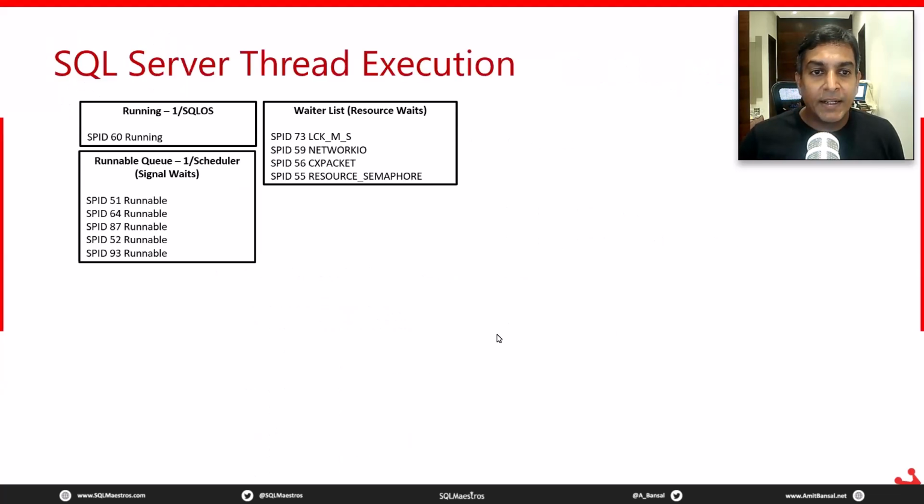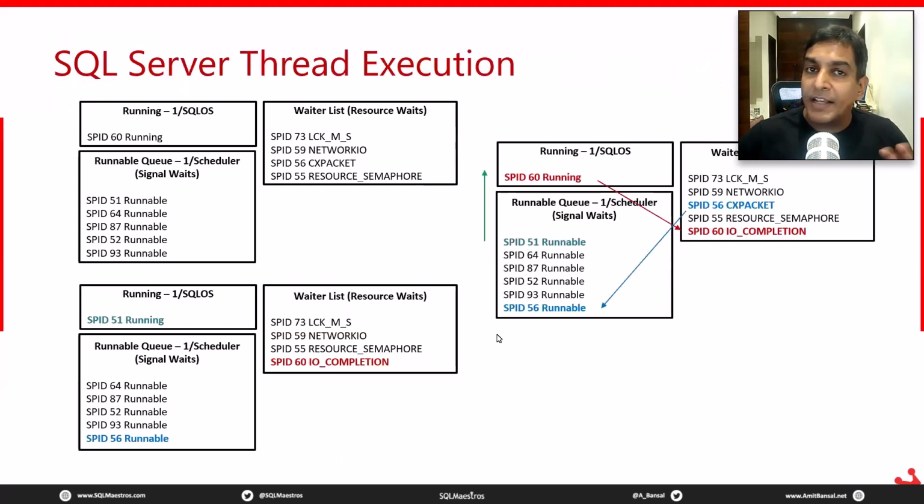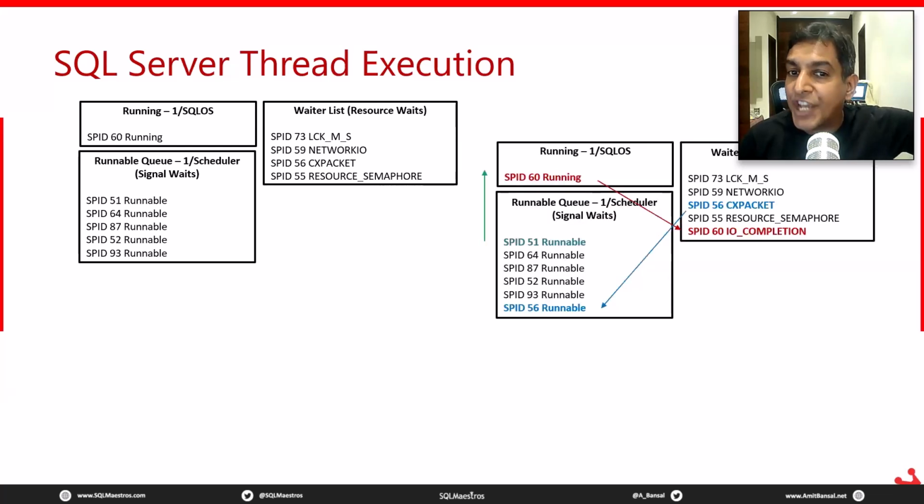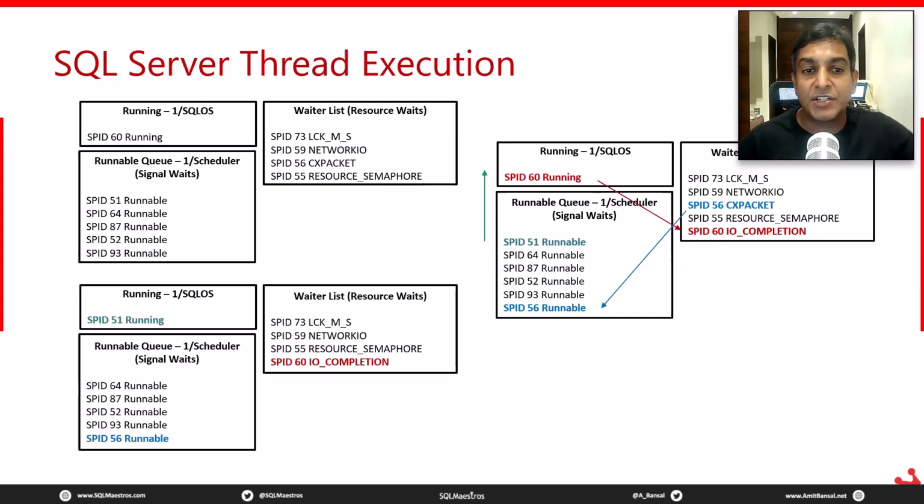All right. So we also talked about the thread execution. I tried to give an illustration as to what's going on right now, which was this part, and then how the state changes. Something is running, goes into the waiter list. Something which is in the waiter list goes into the runnable queue. Something that is in the runnable queue moves up and starts running. So the state of a thread keeps changing in a very dynamic fashion, and it happens just so fast.